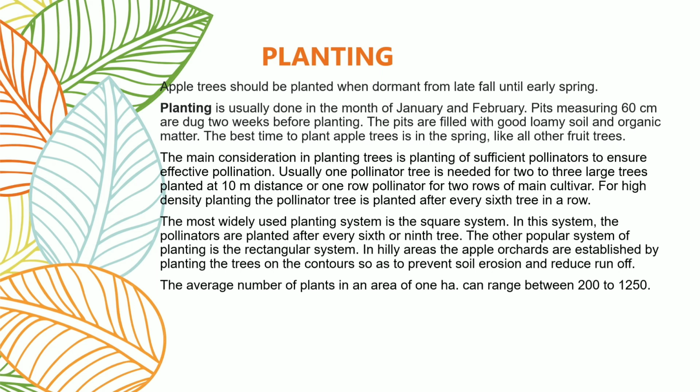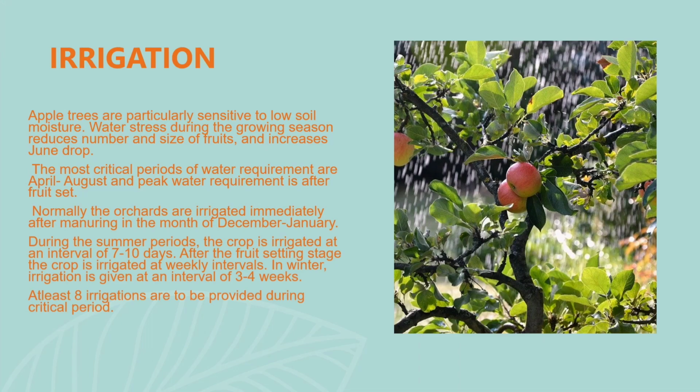The most widely used planting system is the square system. In this system, pollinators are planted after every sixth or ninth tree. The other popular system of planting is the rectangular system. In hilly areas, apple orchards are established by planting trees on the contours so as to prevent soil erosion and reduce runoff. The average number of plants in an area of 1 hectare can range between 200 to 1250.